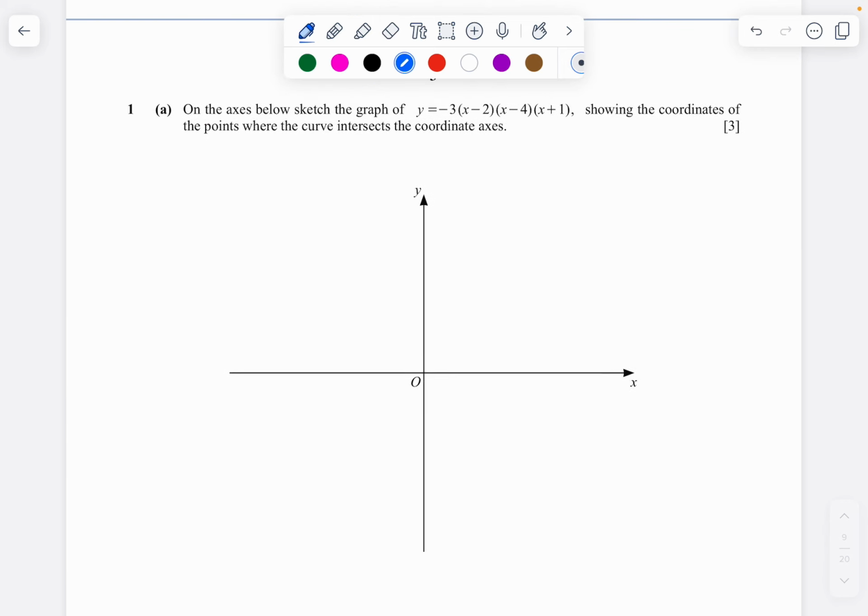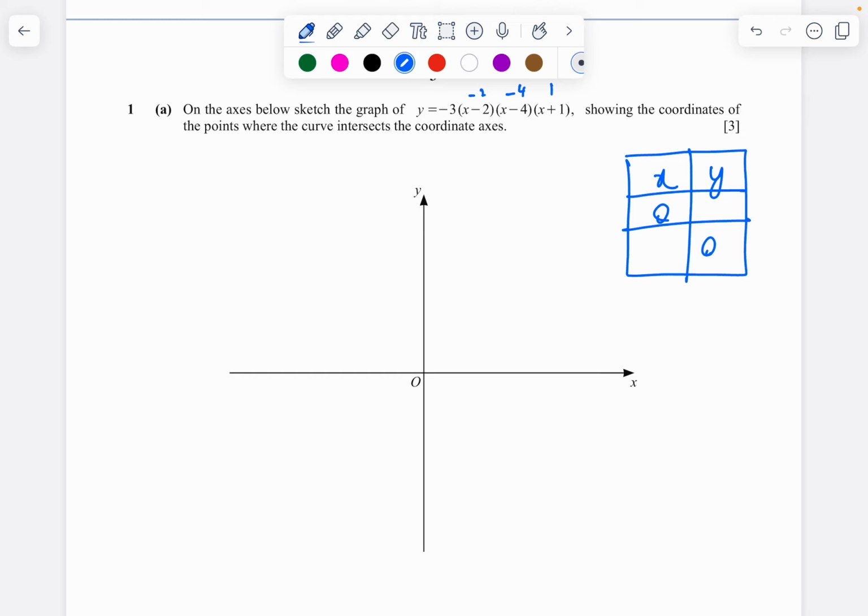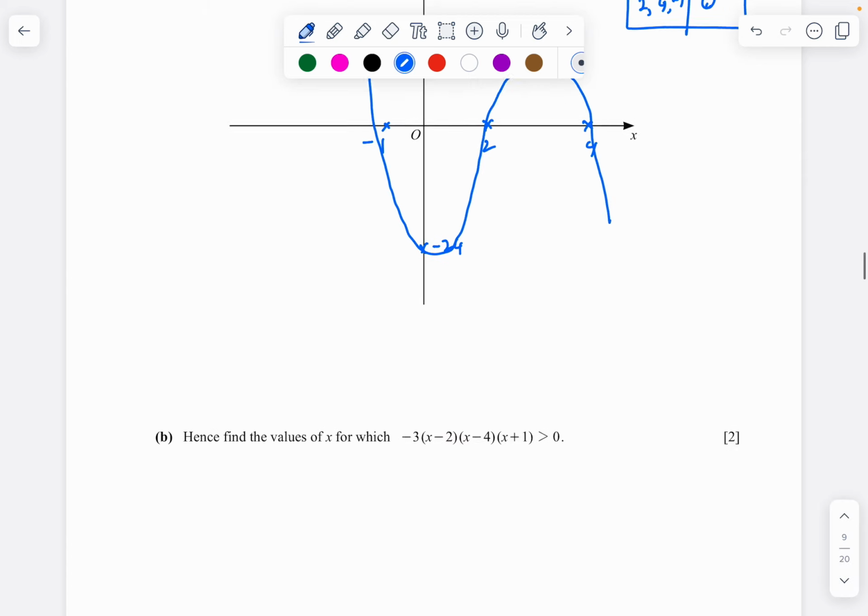Then the next question. Whenever it is drawing a graph, we better draw a table. When x equal to 0, y is negative 2, negative 4 and 1, so 8, so negative 24. And when y equal to 0, we have 2, 4 and negative 1. And the intercept is negative 24. We know that the shape is like this. So this is the final answer.